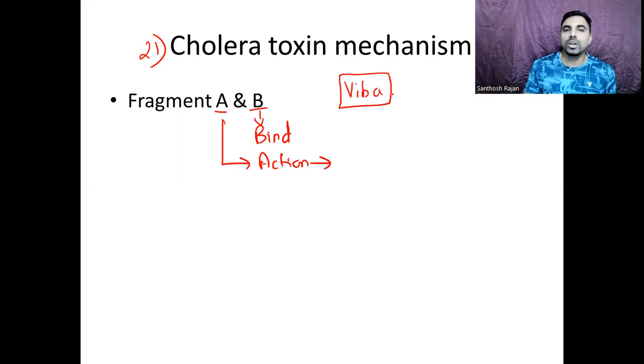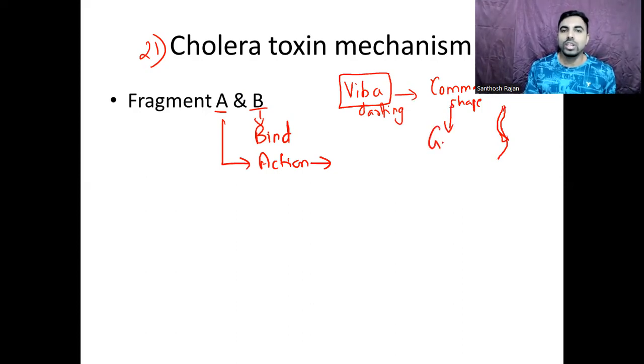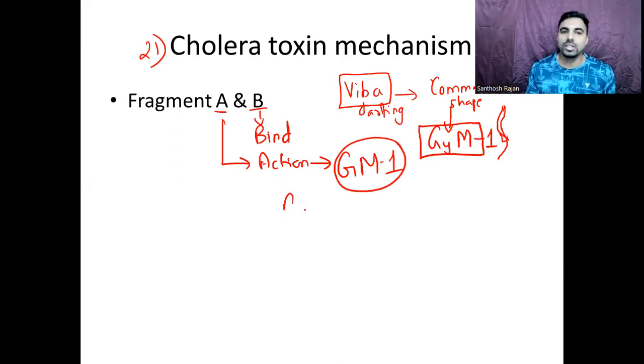I always say Vibrio, darting motility, that is an easy story. Vibrio is slim, like a comma shape, a very slim, fit girl. Why is she fit? Because she goes to the gym, a first class gym, and never misses it. So it is ganglioside GM1 receptors. If this was there, that is the right answer.